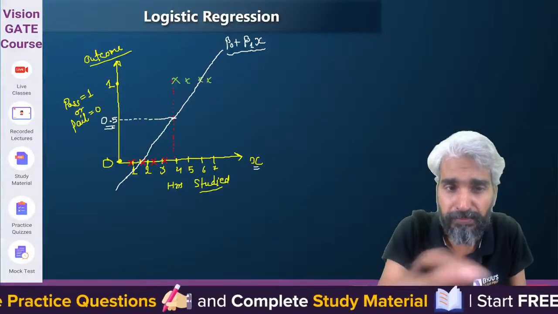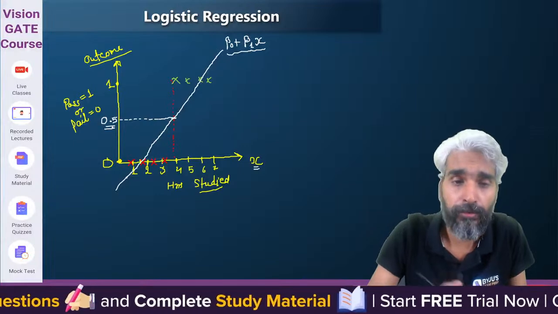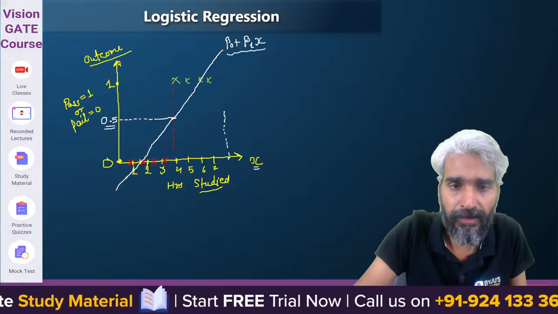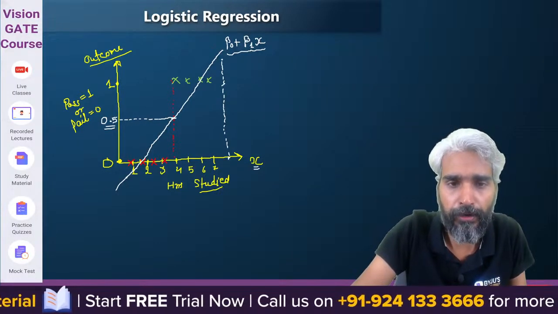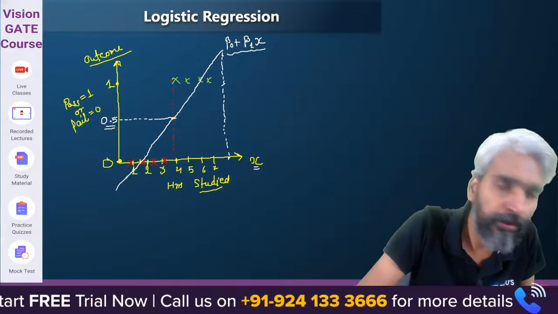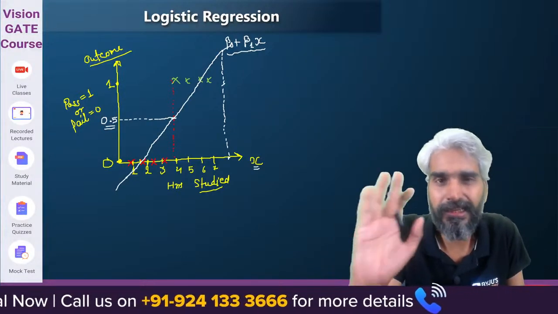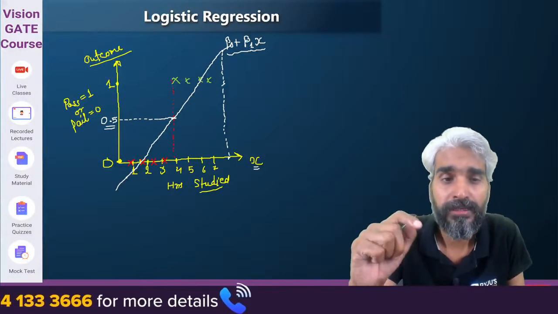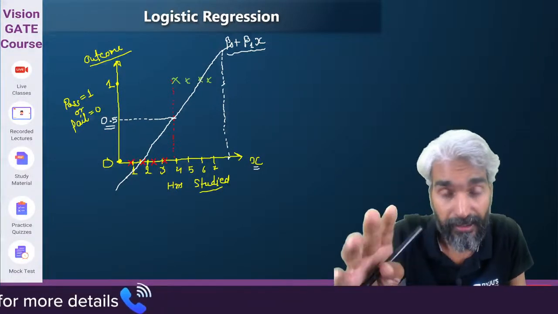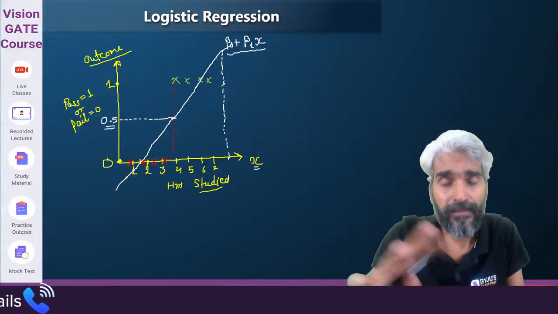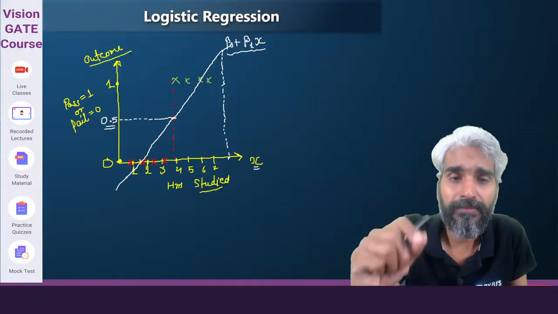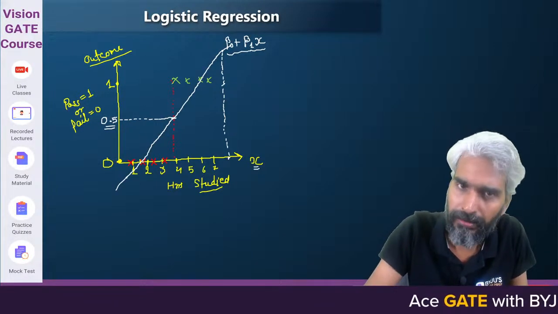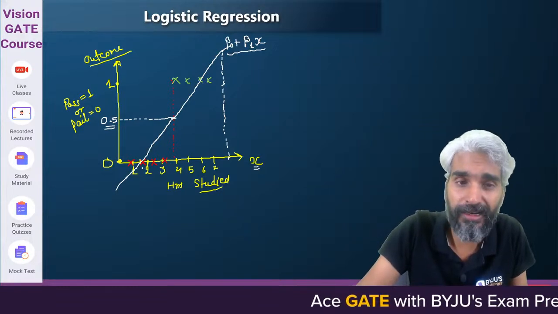So can we use this particular thing to define the probabilities? No, because for some values of x, the value of y may be more than 1, but probability can never be more than 1. Therefore, that is the very first problem with this particular approach. If we use linear regression for the classification problem based on the probability, then ultimately it will fail, because the probability cannot go beyond 1 and cannot go below 0.